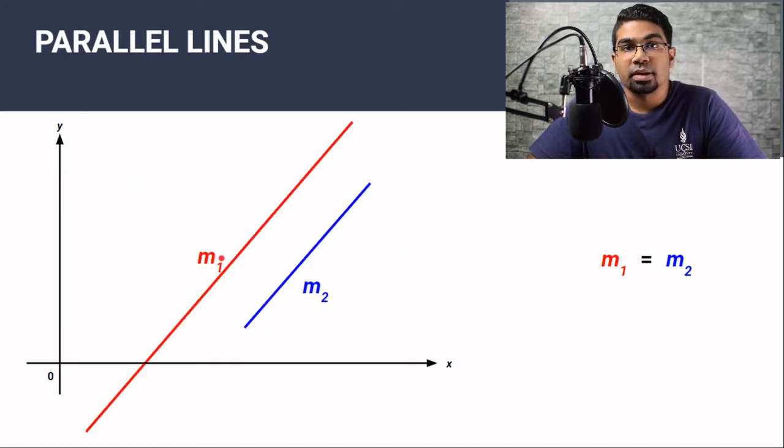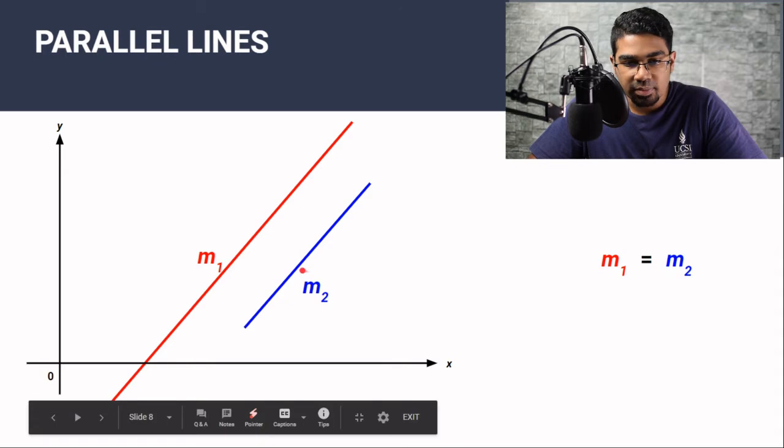These two are also parallel lines. They have the exact same gradient. The length of the line doesn't matter. It doesn't have to be the same. As long as they have the same gradient, they are parallel lines.